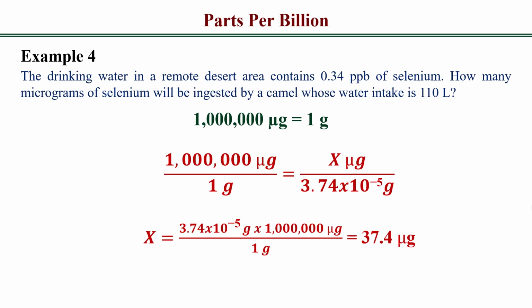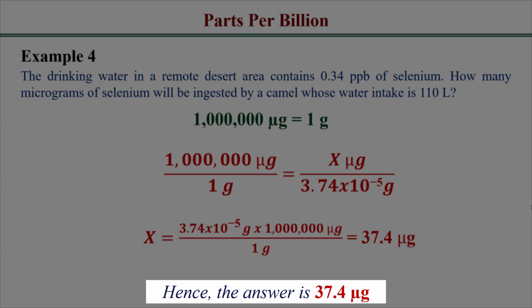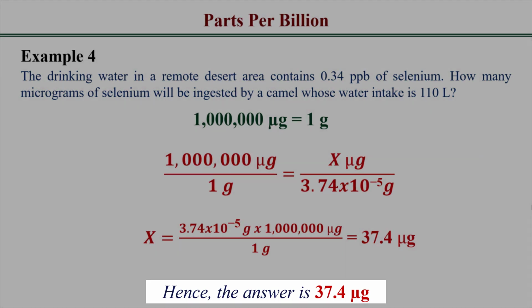We go ahead and solve for x. So x is equal to 3.74 times 10 to the negative 5 grams times a million micrograms divided by 1 gram, and that gives us 37.4 micrograms. And so the answer is going to be 37.4 micrograms.